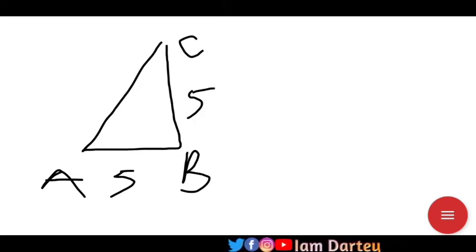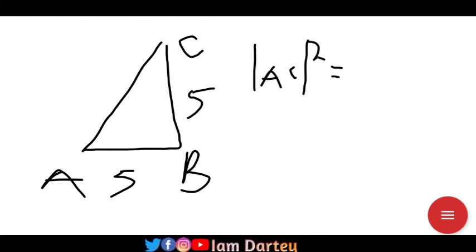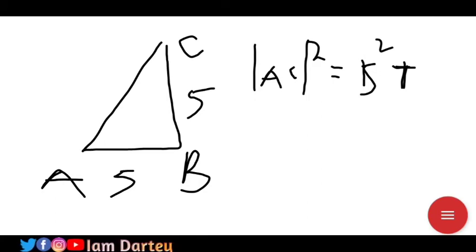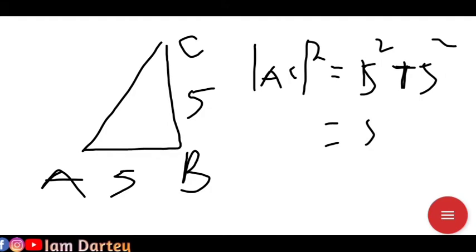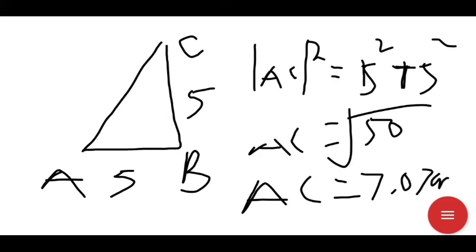Applying Pythagoras theorem, line AC squared equals line AB squared plus line BC squared, which is 5 centimeters squared plus 5 centimeters squared. So the answer for that is 50. To find line AC, I need to take the square root of that. So that should give me 7.07 centimeters. So that is the distance for AC.